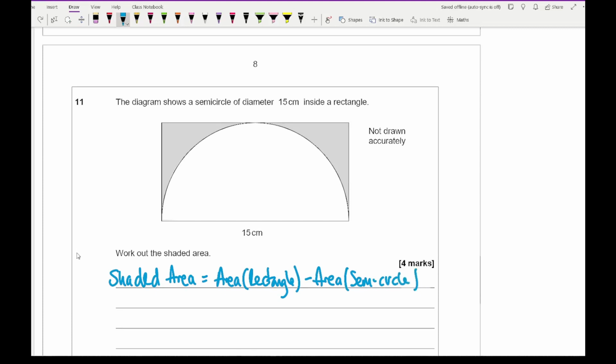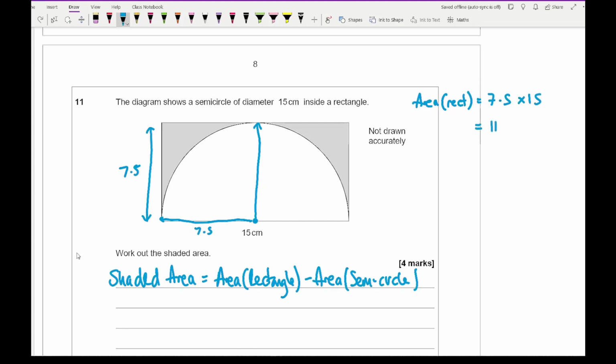So for this, I first of all need to work out what this length here is. Well, if that semicircle fits nicely into the rectangle, then if this length here is 7.5, then that means that the height of that semicircle is also going to be 7.5. So then the area of the rectangle is going to be 7.5 multiplied by 15, which gives me an answer of 112.5.